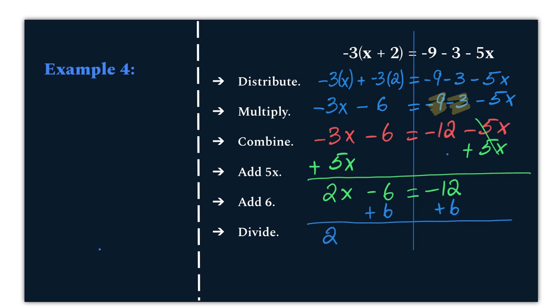Okay, we're going to bring down the 2x. Negative 6 plus 6 equals 0. Negative 12 plus 6 will equal negative 6. Okay, our last step. Are you ready? We're going to divide both sides by 2. And our final answer will be negative 3.